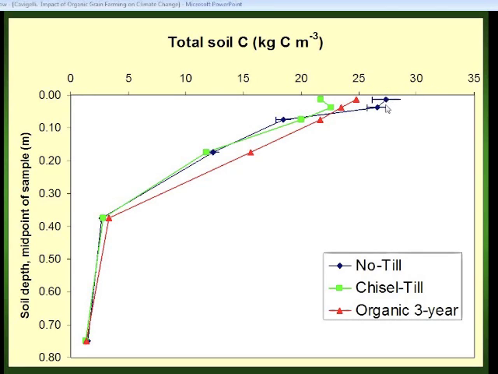And we see a typical pattern where no-till shows more carbon at the soil surface than the other two systems. But as we go down in soil depth, we see that no-till has about the same amount of carbon as the other two systems. Our chisel-till system has the least amount of carbon in the surface layers and also still has lower carbon than the organic system at these four surface layers. So while organic systems have less carbon at the very surface compared to no-till in this experiment, it has more than in the chisel-till system.